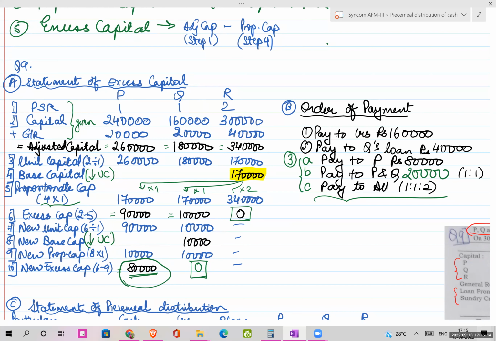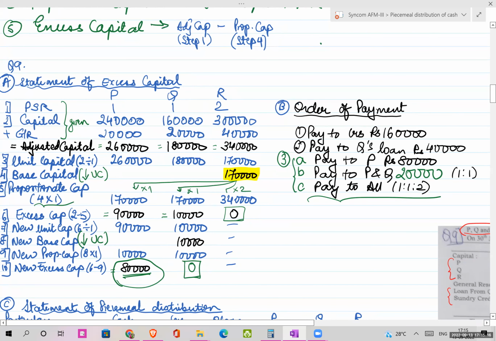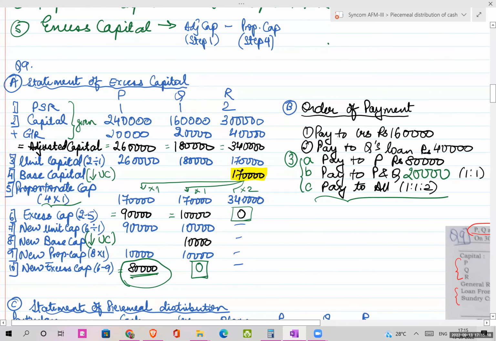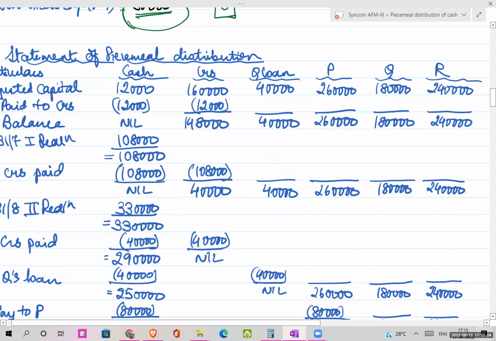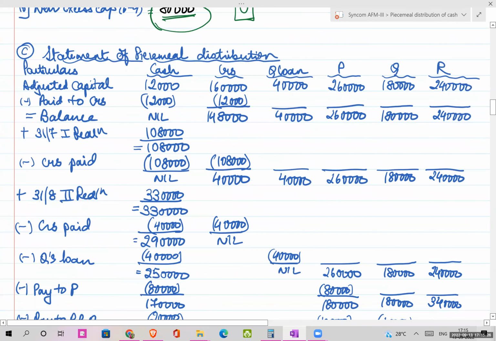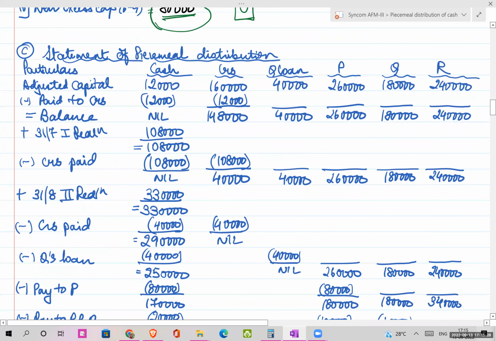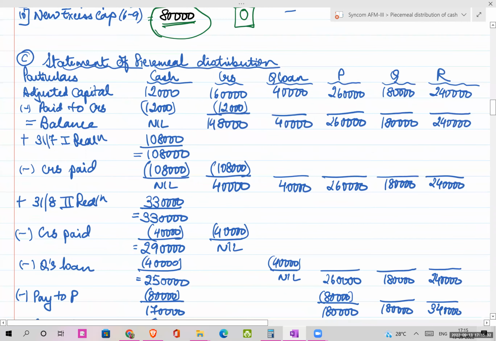Okay, fine. I hope till here it is clear to everyone, right? Now let's come to the piecemeal distribution of cash. Okay, yeah. Now this is very important. The third part of the solution. Adjusted capitals we got, yeah, from here.